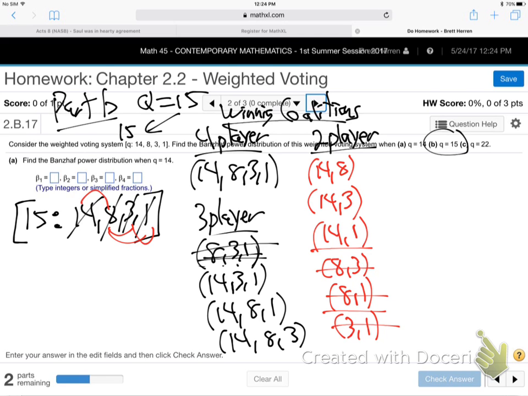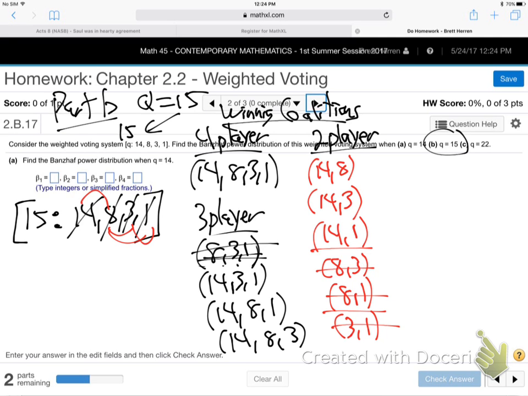14 and 3 is more than 15. 14 and 8 is more than 15. So those three are winning teams, aren't they? Those are keepers. They're winners. So lastly, there's not a one-player winning team here because this is not a dictatorship. So there it is. That's all the winning teams.